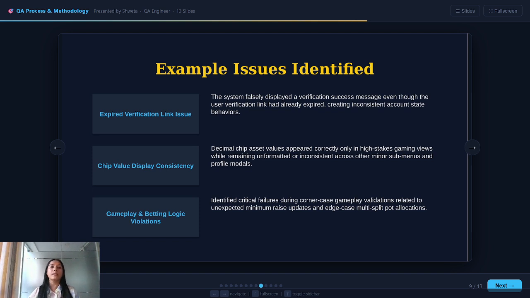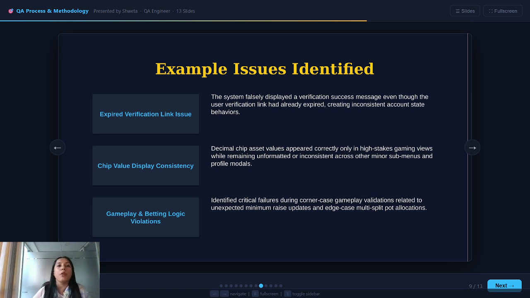So, during testing, multiple functional and gameplay related issues were identified. One example involved expired email verification links, where the system displayed a successful verification message even though the verification link had already expired. However, during login, the system showed an error saying that the verification link had expired. This created inconsistent system behavior and confusing user experience.